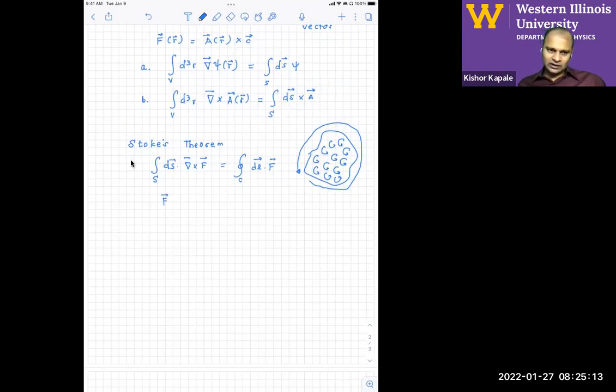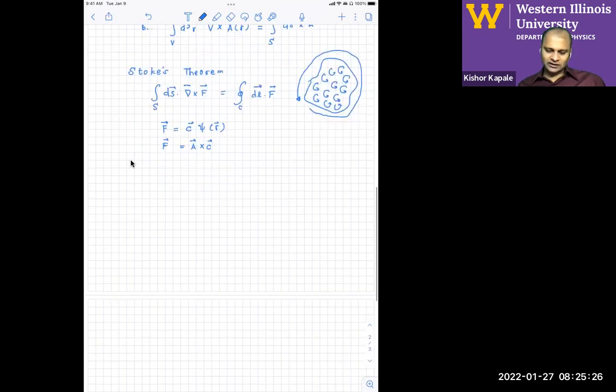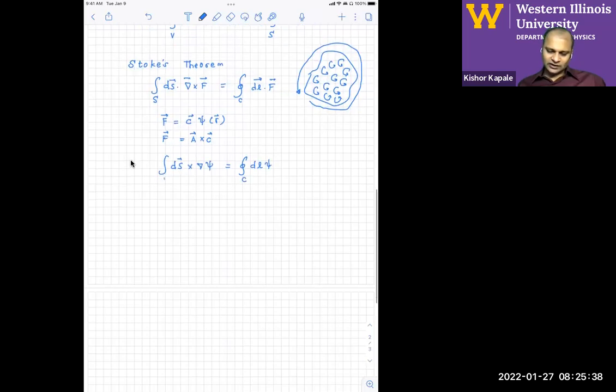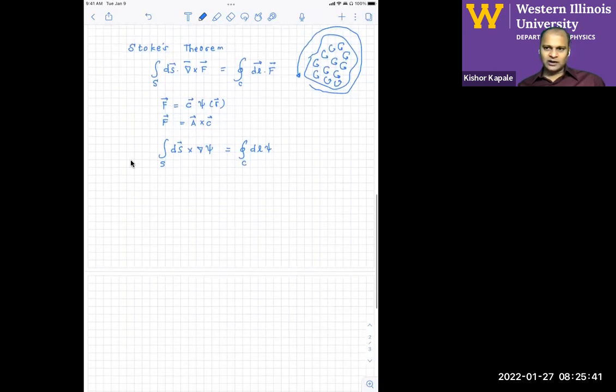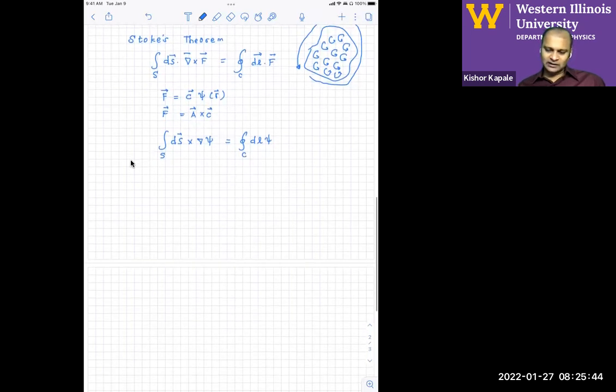Here also, you can apply the special cases, constant vector multiplied by a scalar field, or f is replaced by a cross product of a and c, where c is a constant vector. Then you get the relation turned around a little bit, and it becomes the surface integral becomes now a cross product between ds and gradient of psi. And on the other side, you just have dl psi.